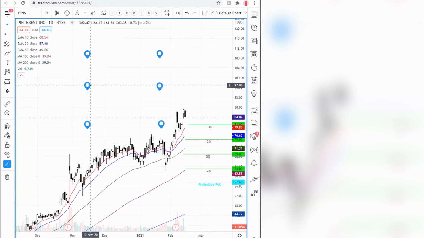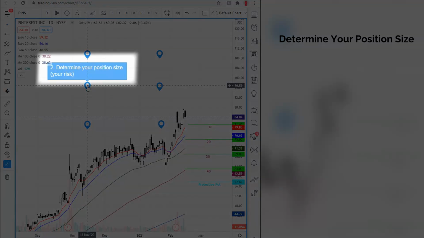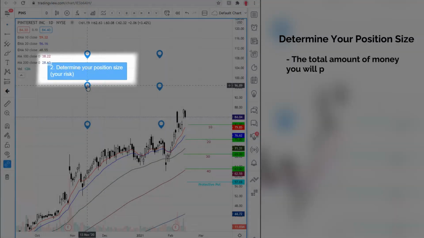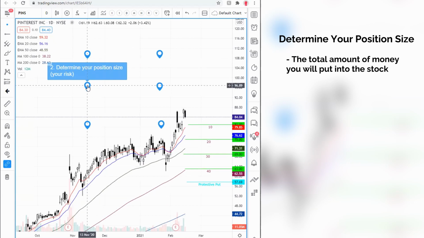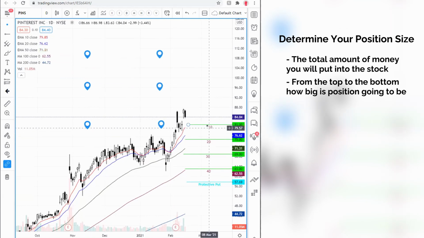So the second thing you're going to want to do is determine your position size. That's going to be your risk. That's going to be the total amount of money that you're going to put into this stock in this entire position. So from the top of your pyramid to the bottom of your pyramid, from here to here, how big is this position going to be, and how much money are you going to get into on that position?